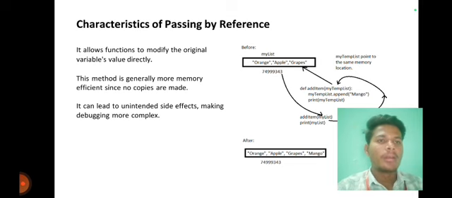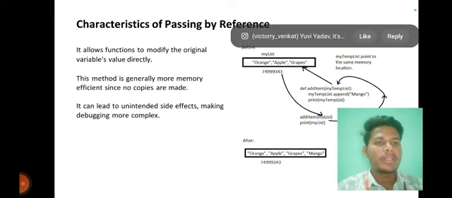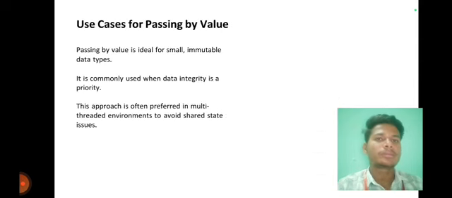To see the example, before: my list is orange, apple, grapes, and my temp list points to the same memory location. def add item, my temp list. my temp list append mango, print my temp list. Added my list, print my list. After the execution: orange, apple, grapes, mango.